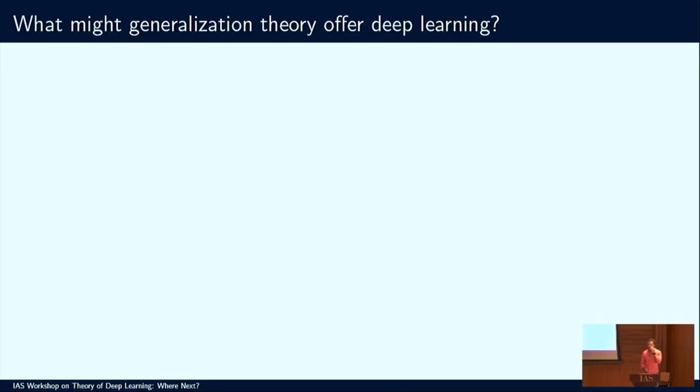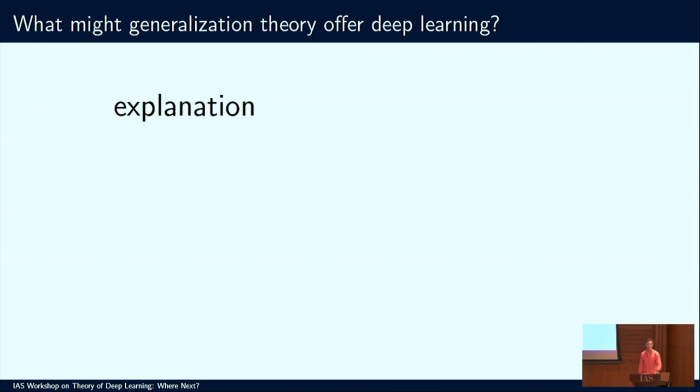All right, so what might the theory of generalization offer deep learning? By the theory of generalization, I mean statistical learning theory. So I mean building confidence intervals for risk, and using these bounds, kind of reading the tea leaves, to think about the nature of generalization and understand what properties need to be there for these algorithms to perform well. I'm talking about a very specific set of technical tools in statistical learning theory.